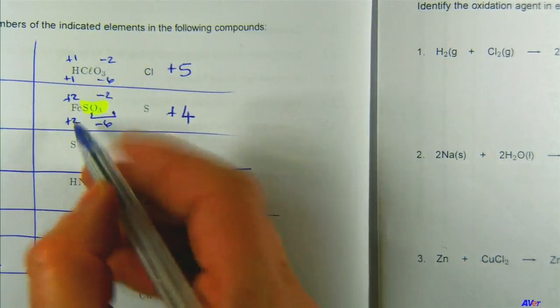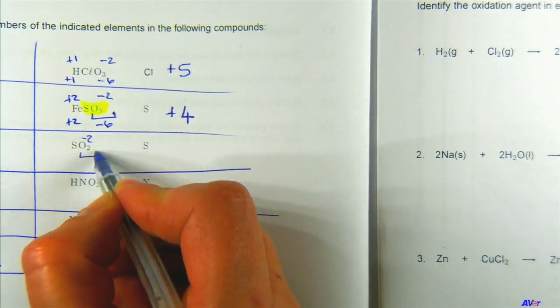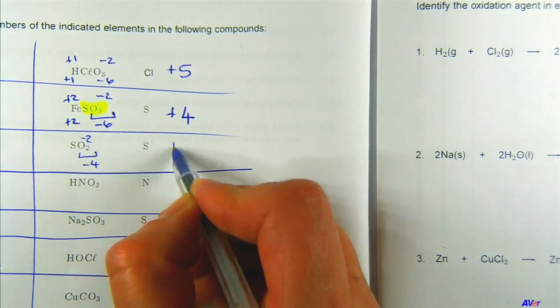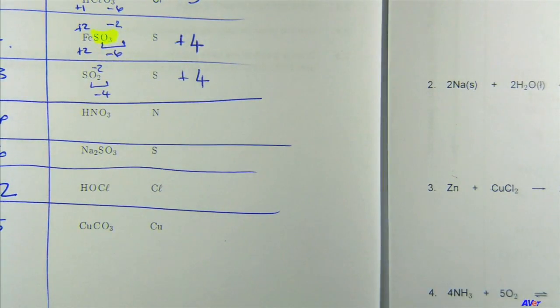Next one. Oxygen is -2. 2 of them together will give you -4. That sulfur should be a +4. Right, and then there's 4 more for you to do.